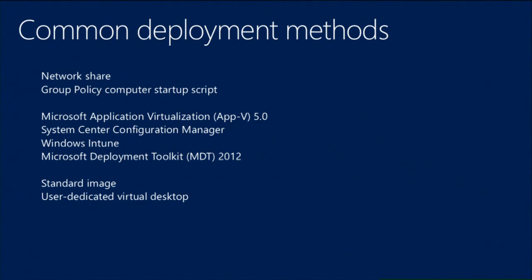If I'm using imaging, I can basically install Office in a pre-activated state, sysprep that, and image it, and distribute that across all the machines that I want to. And I can use it in user-dedicated virtual desktops, which again, as of this release, is new that we can apply it to virtual machines.